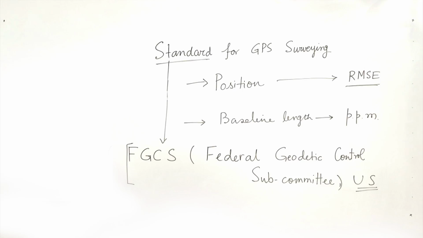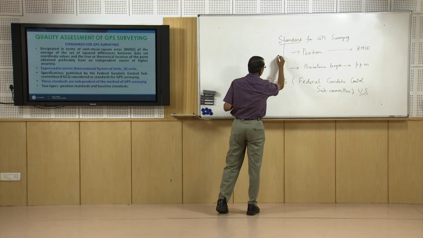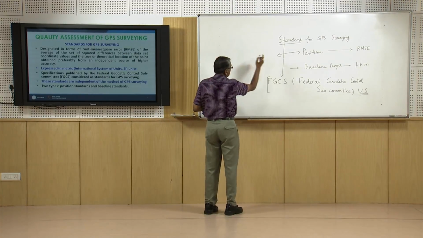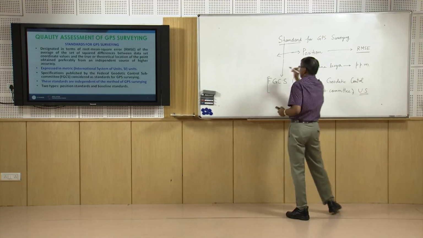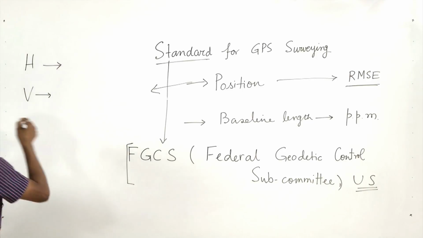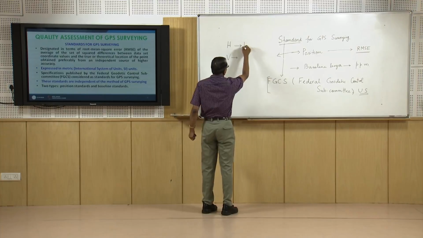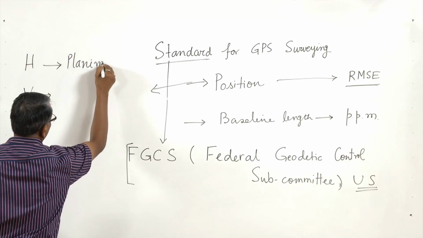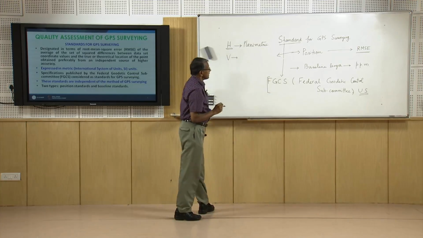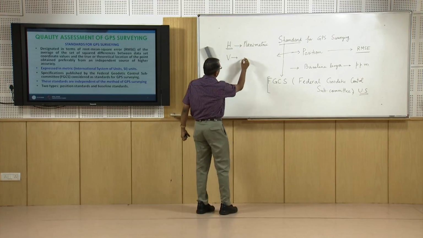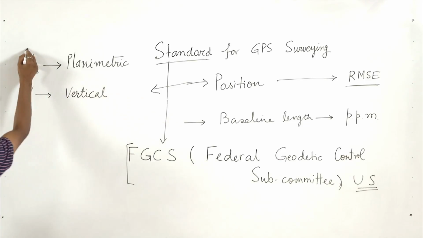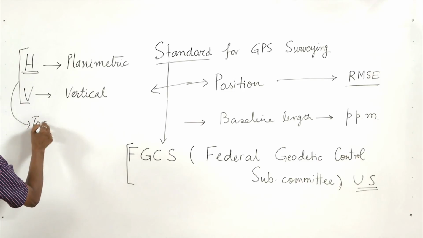Now the FGCS has defined the position standard in terms of root mean square error. They have defined the horizontal and vertical. Actually the position may be planimetric. For planimetric position we go for horizontal standards, and maybe independently vertical, or we may sometimes go together as the 3D position.